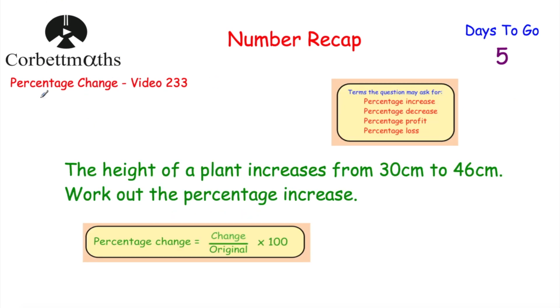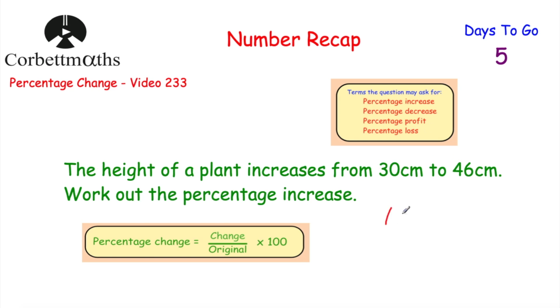Okay, let's have a look at our next topic, percentage change. So if you encounter the terms percentage change, percentage increase, percentage decrease, percentage profit, percentage loss, and so on, then you might want to use the formula percentage change equals change divided by original times 100. So if we had the height of a plant that increases from 30 centimeters to 46 centimeters, and you've been asked to work out the percentage increase, well, you find the change, well, it's gone up by 16. So the change is 16 divided by the original, which is 30, and then multiply by 100, and you just work that out, and that'll be your percentage change. So just remember, change divided by original times 100.